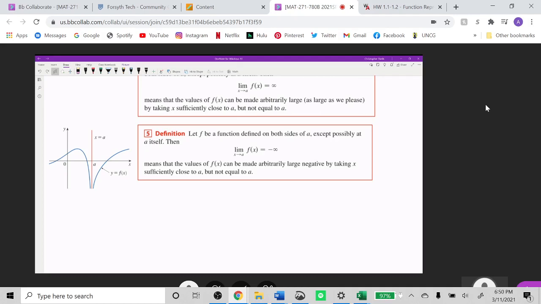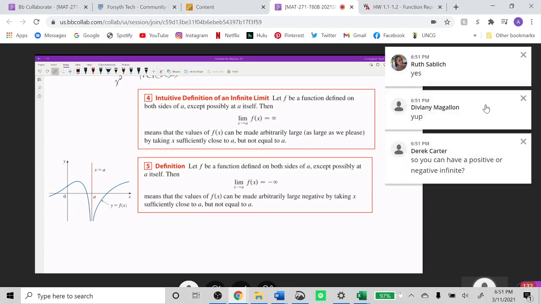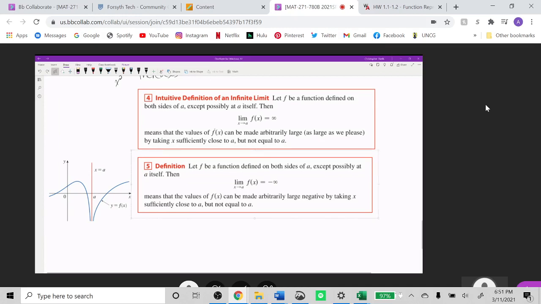Oh yeah, this also applies to one-sided limits. We can have one-sided limits that are infinite as well, although I feel like that perhaps goes without saying. Do you feel as if it goes without saying that this applies to one-sided limits as well? Yes, okay. You can have positive or negative infinity here. Your infinite limits can be positive infinite or negative infinite.